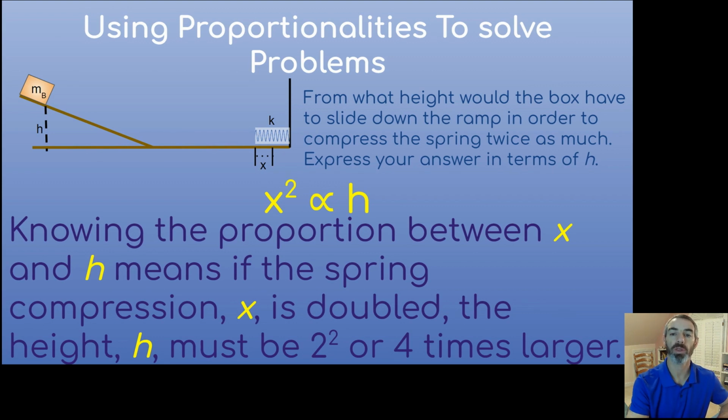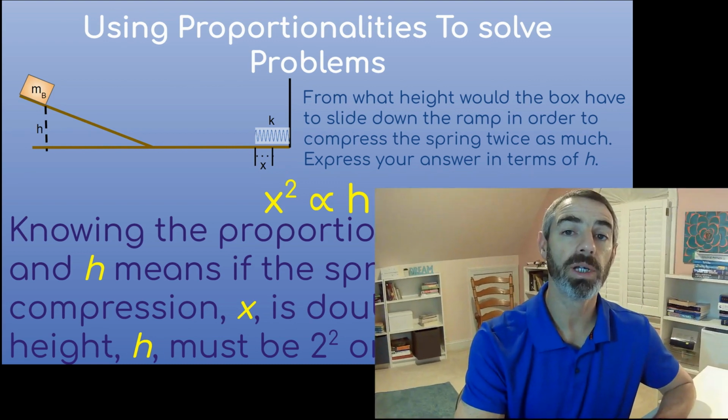That also works if we go the other way. If we want the height 4 times higher, how many times further? Well, we take the square root to go the other way to show that the spring compression would be twice as great if the height was 4 times higher. I hope this was helpful in using proportionalities, energy bar charts to write conservation equations and solve for problems.